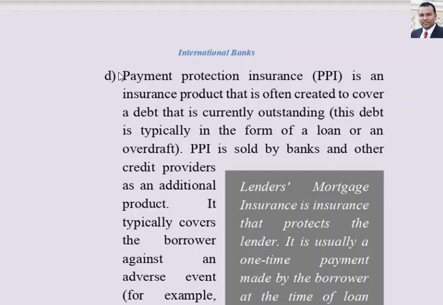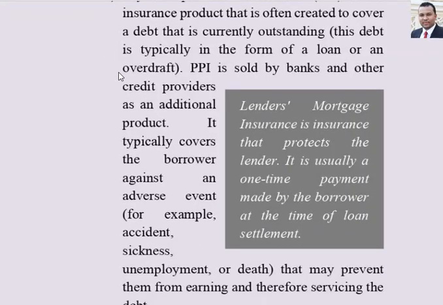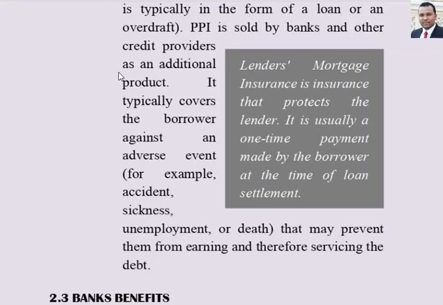Payment protection insurance, abbreviated PPI. PPI stands for payment protection insurance, an insurance product provided by the bank to cover, to minimize any debt. Mainly, we focus on loans and overdrafts. The PPI is provided by the bank to cover problems like accident, like unemployment, like death, like illness, and so on.